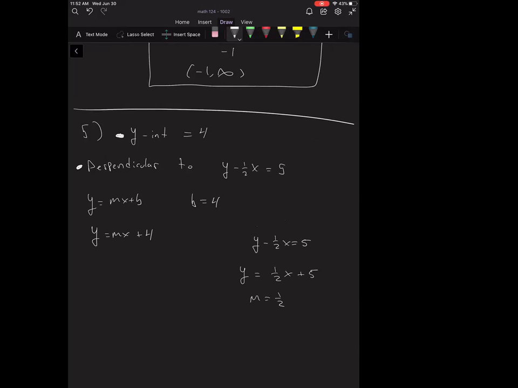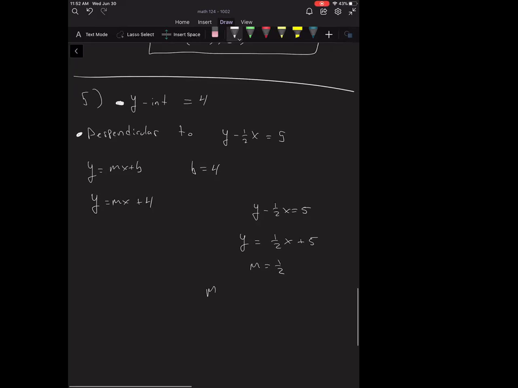But we want the perpendicular slope. The perpendicular slope is equal to -1 divided by this slope. So -1 divided by 1/2 is equal to -2. So the slope that we're using for this line is going to be -2. Then b is already equal to 4. So we have y equals -2x plus 4.